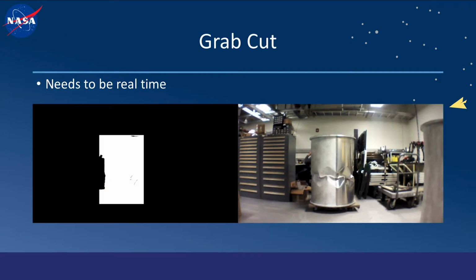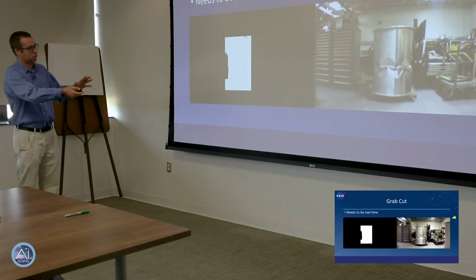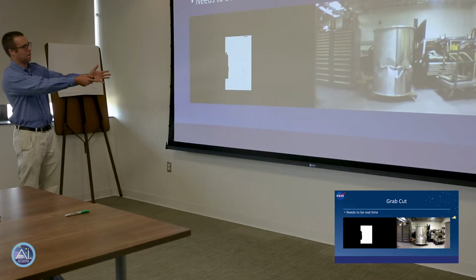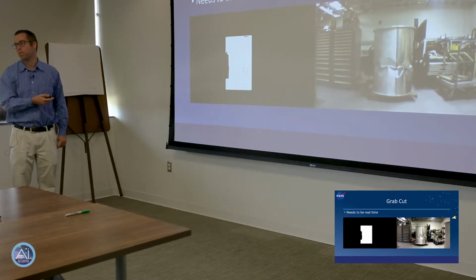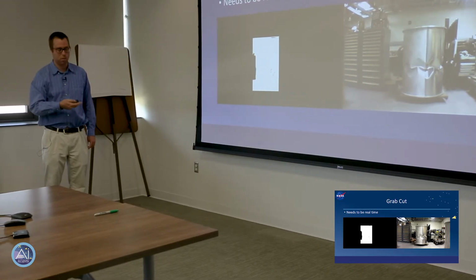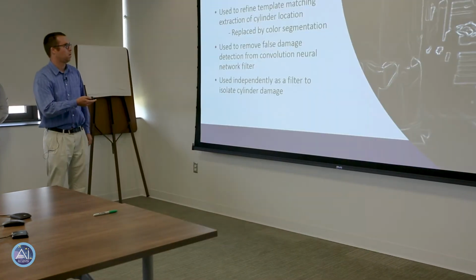We tried grab cut. I basically used this as a black box, but from what I understand, it's kind of an iterative refinement and iteratively hones in on the cylinder location. It's sort of like a template as well. This is the output of the grab cut. The problem with the grab cut is it's kind of slow. It takes a long time to run, so we didn't use this.